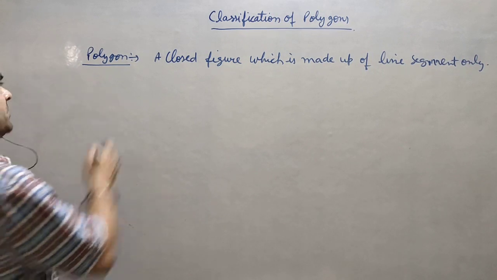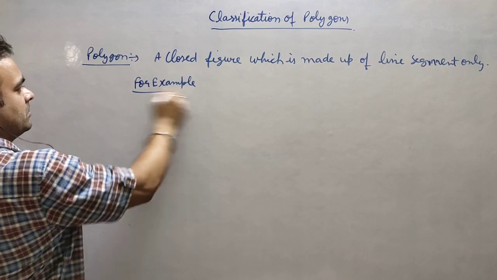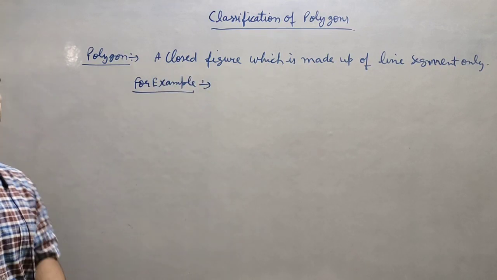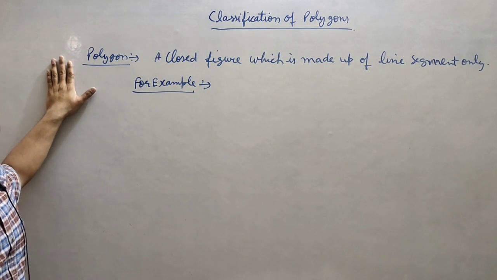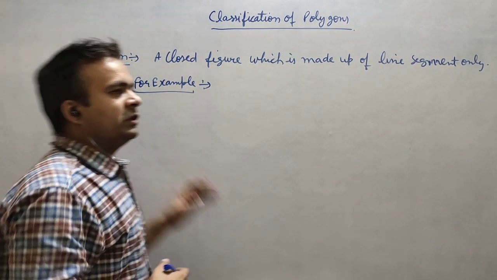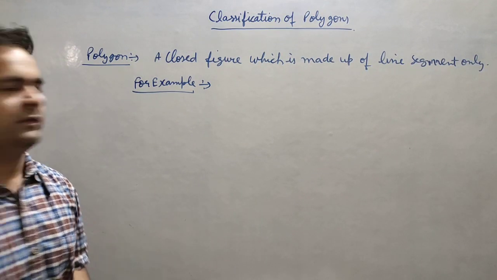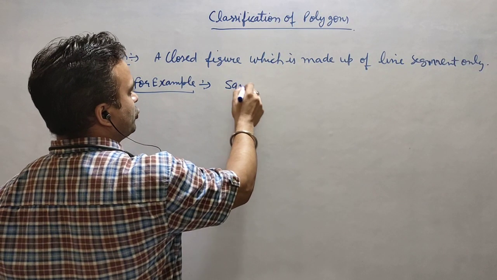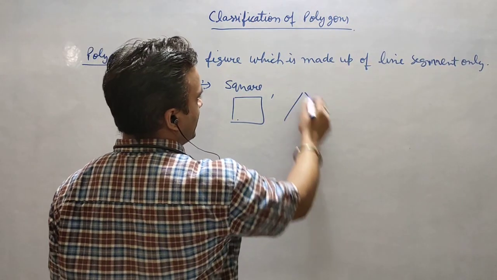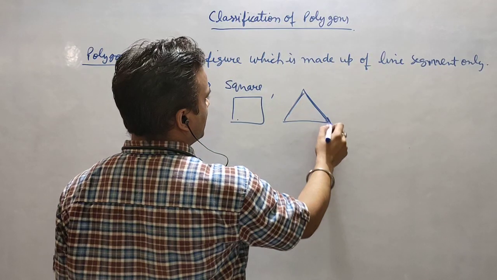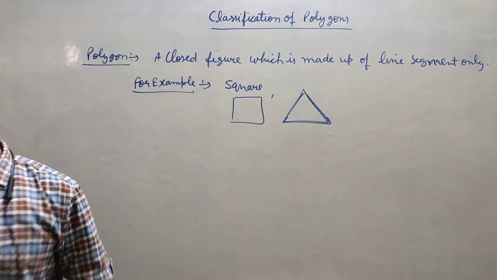Now for example, where have you seen the polygons? So there are infinite polygons, because infinite polygons we can draw. But what are the famous polygons which we generally see in our books or in daily life? So I just talk about square, because square is made up of 4 line segment. There is triangle, a closed figure which contains the minimum line segment.